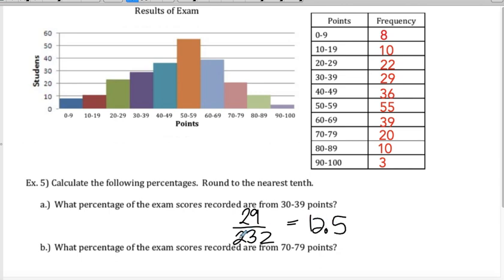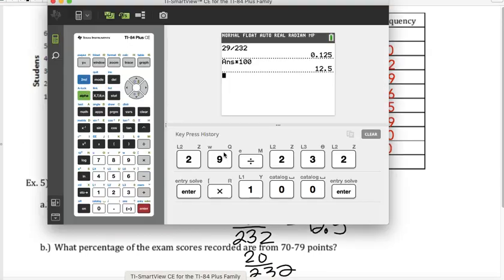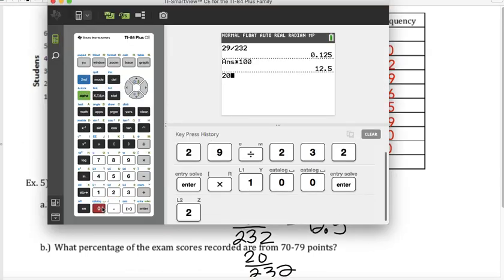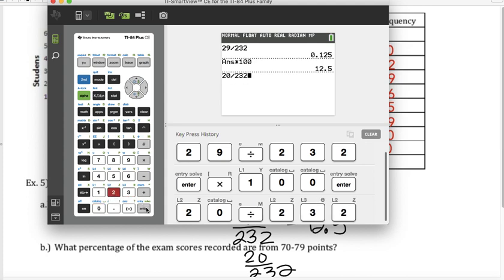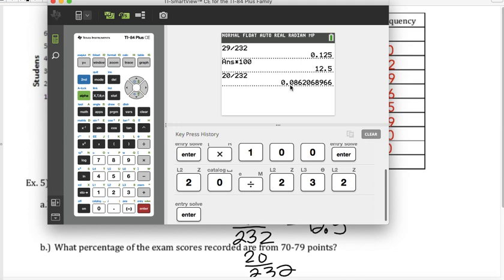From 70 to 79, we go up here and look, and 70 to 79 looks like there are 20 observations in that range. So it's going to be 20 divided by 232. Then we go back to the calculator and check that out. So now 20 divided by 232, and we see 0.08620. Again, we want to move that over 2 places.